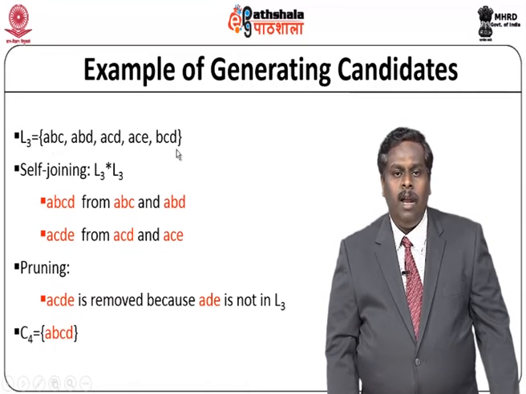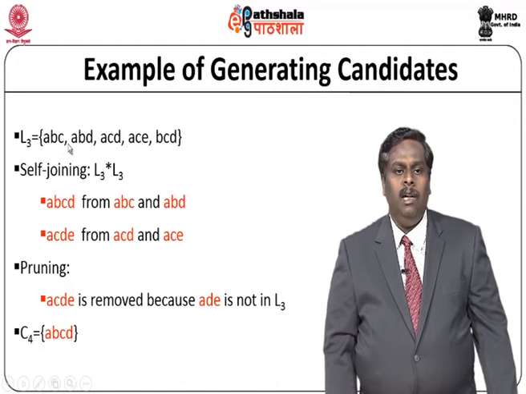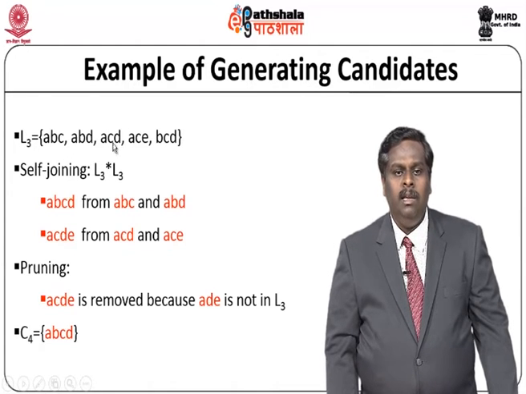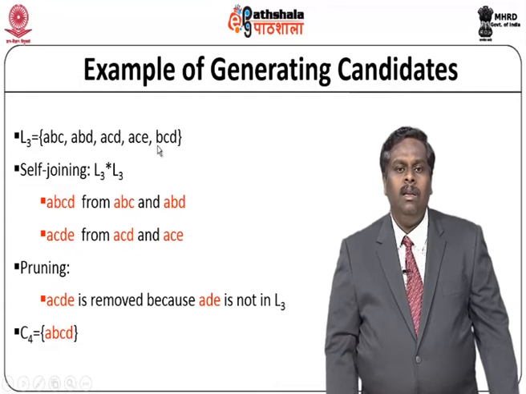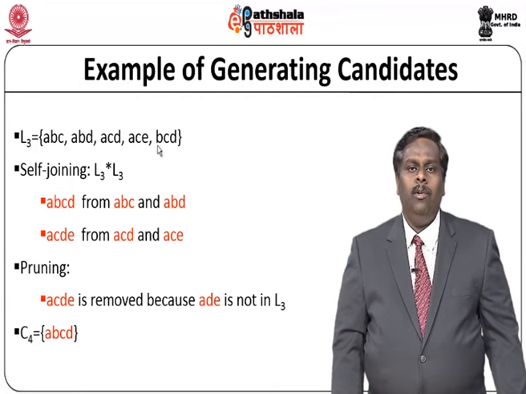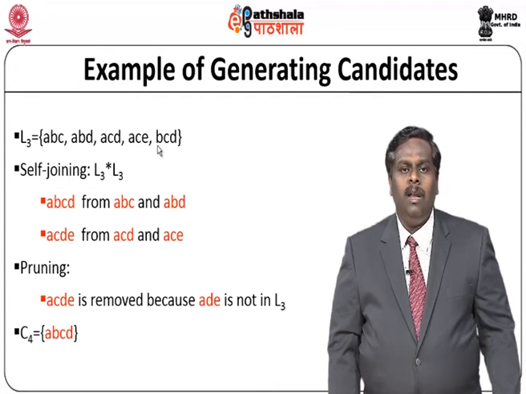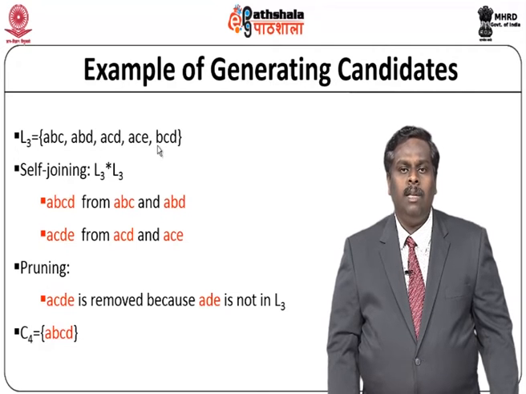Assume there are 5 items. These items are 3 item sets. ABC is one frequent 3 item set; ABD, ACD, ACE and BCD are the other four 3 frequent item sets. Here, 3 frequent item sets means there are exactly 3 elements in the given item set.